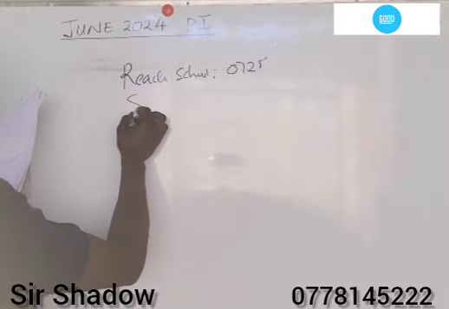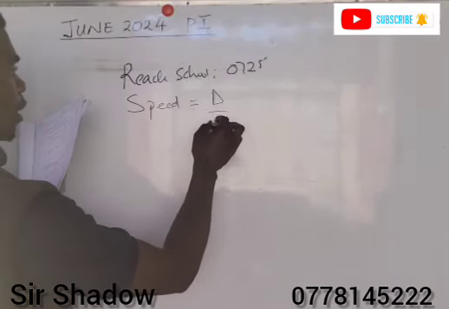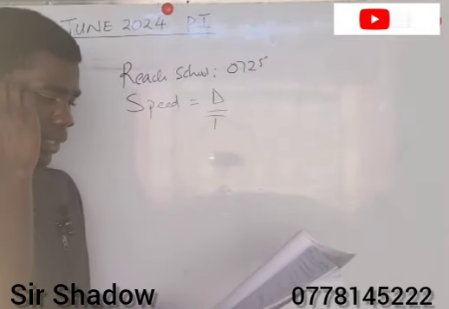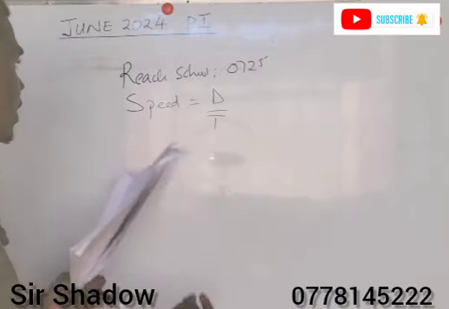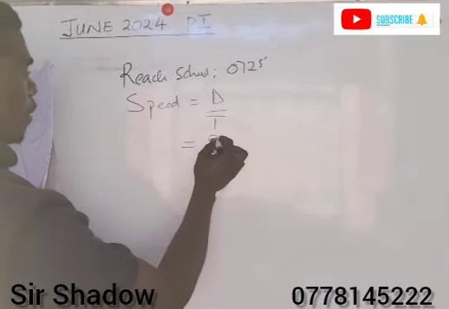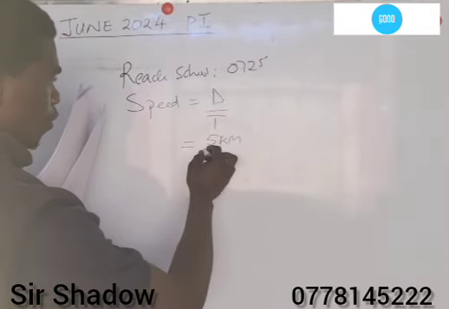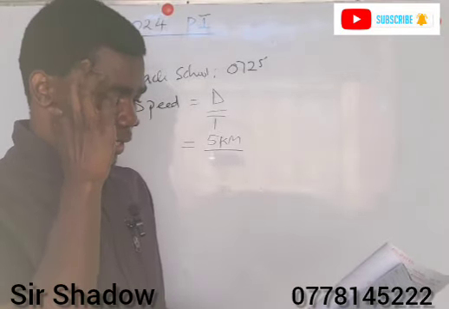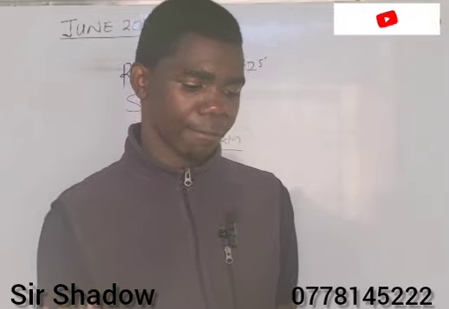So we want to find the average speed. Speed is equal to distance over time. Since the learner was walking a distance of 5 kilometers, we have 5 kilometers over the time, which we want to find.